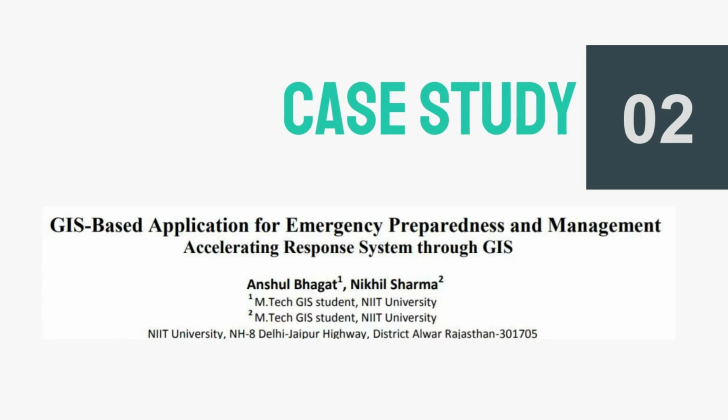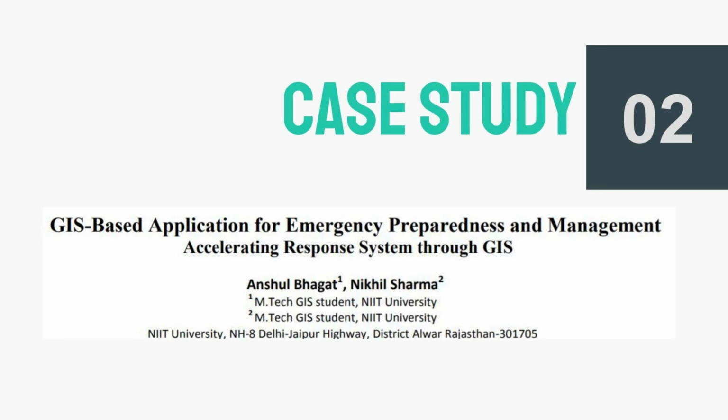Moving on to the second case study, GIS based application for emergency preparedness and management: accelerating response system through GIS. This application is mainly intended for crime and other related departments to cater to the aspect of emergency response system. This application intends to serve the purpose of reducing crime and providing immediate response to victims in an accident by police and all crime related departments.